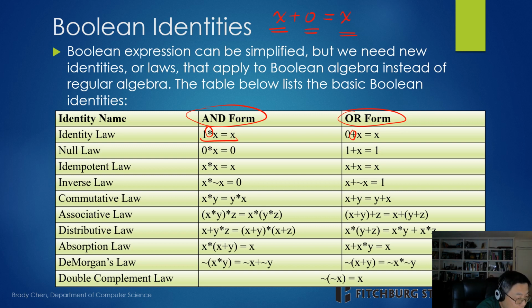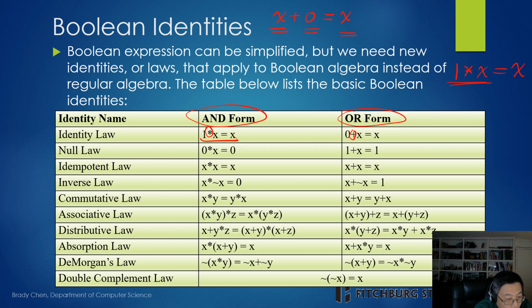So let's look at the first one. The identity law says 1 and x is always the same as x. We can prove this by using the truth table. Let's say on the left side, what's the truth table for the left side? There's one variable, which is x.